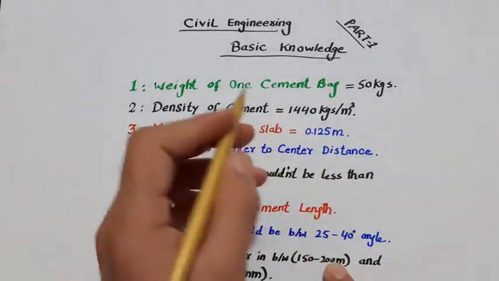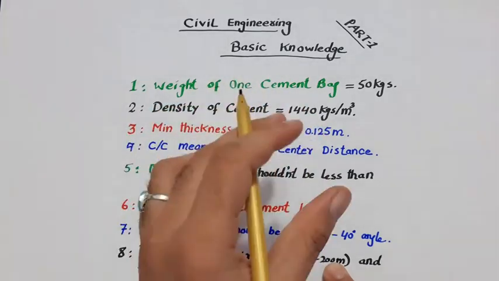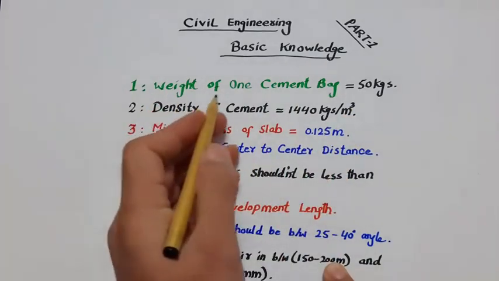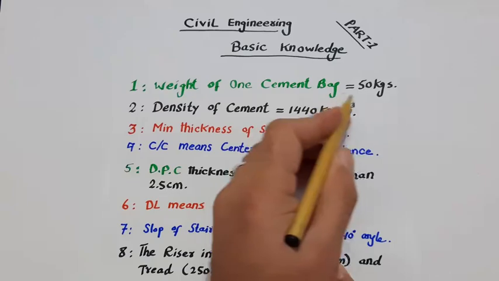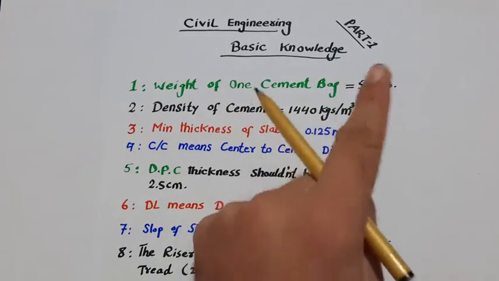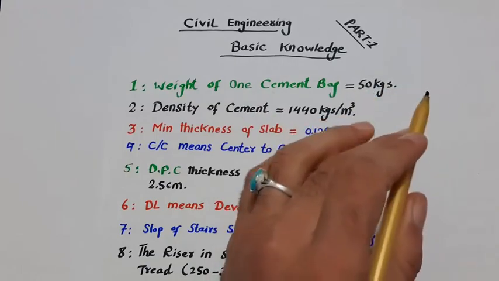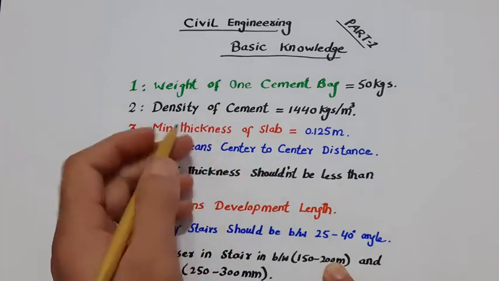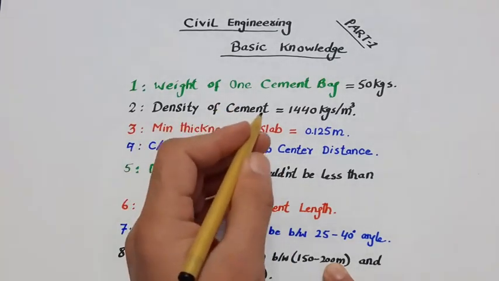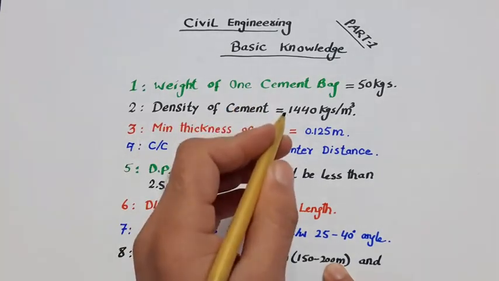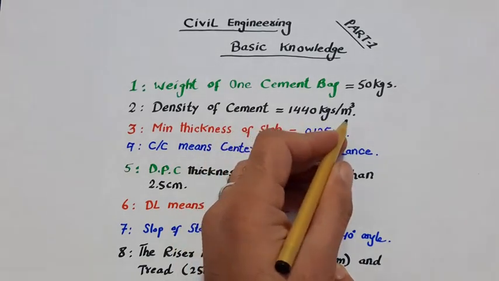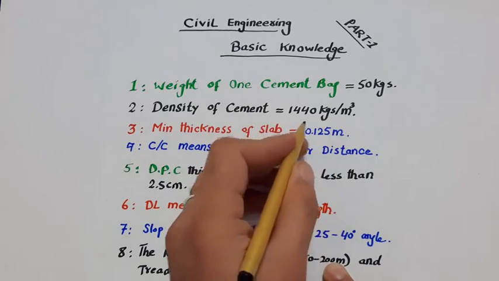Guys, the first one is you should know the weight of one bag of cement. The weight of one bag of cement is 50 kgs. The second one is, guys, density of cement. The density of cement in cubic meter is 1440 kgs per meter cube. This is the density of cement.